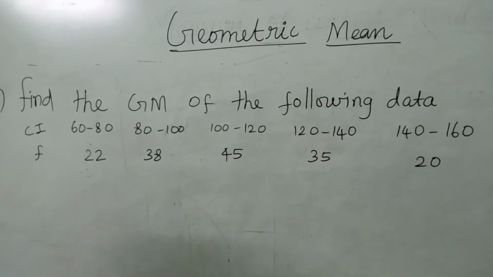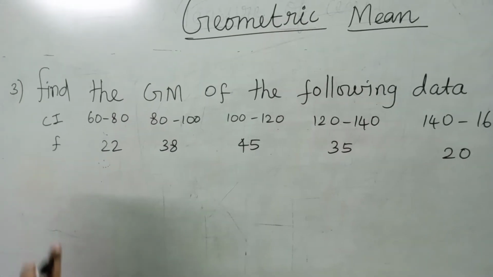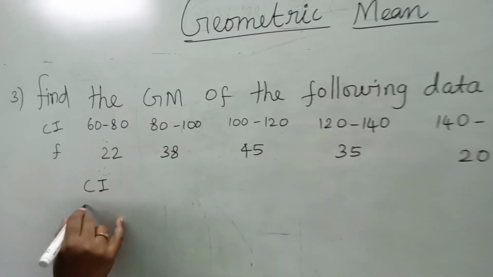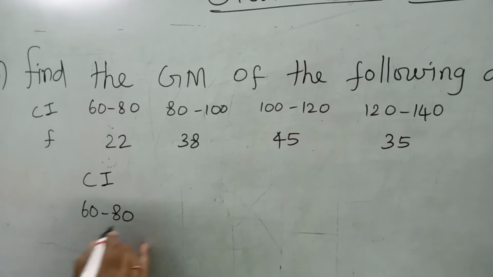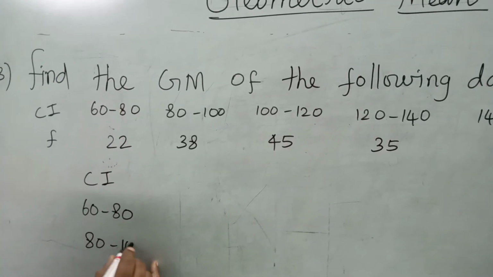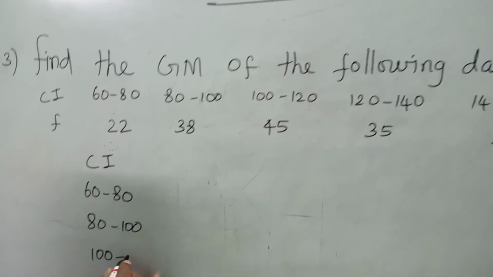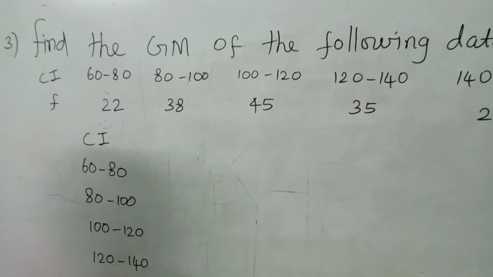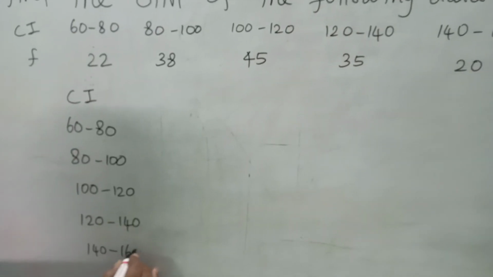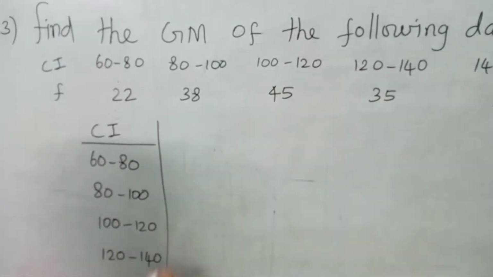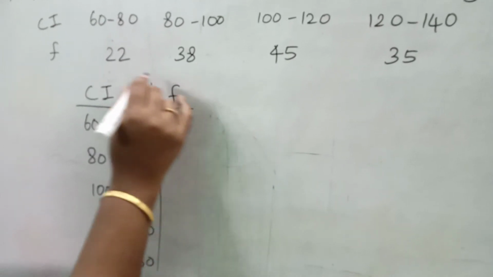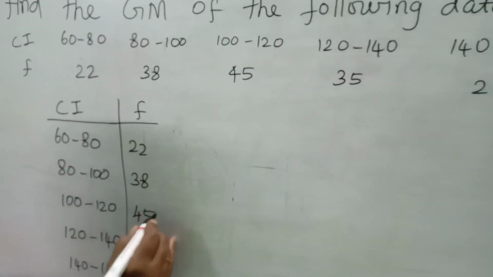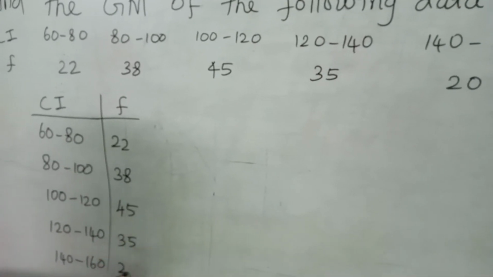This sum is an example of continuous data. First we convert it into discrete data. First we prepare the table. Class intervals are 60 to 80, then 80 to 100, 100 to 120, 120 to 140, 140 to 160. This is the class interval. The corresponding frequencies are 22, 38, 45, 35, 20.